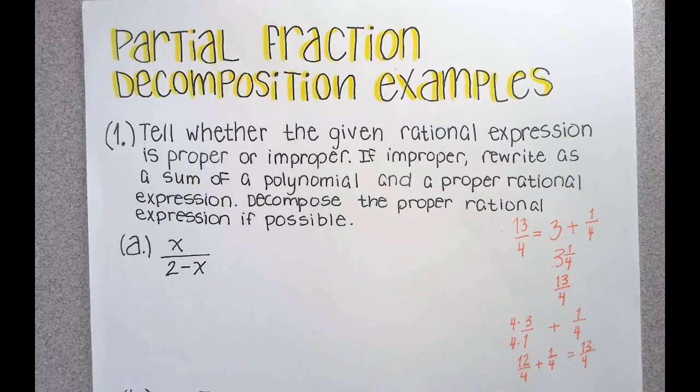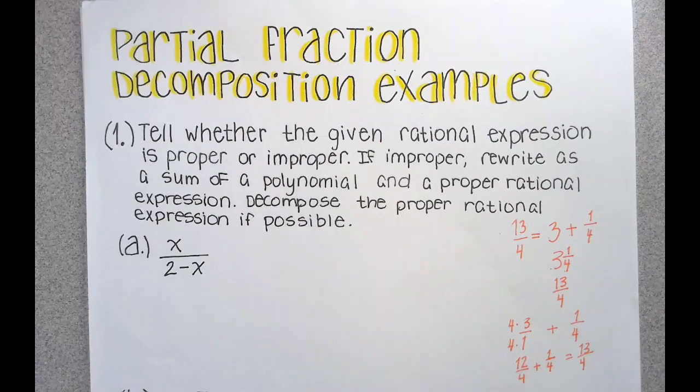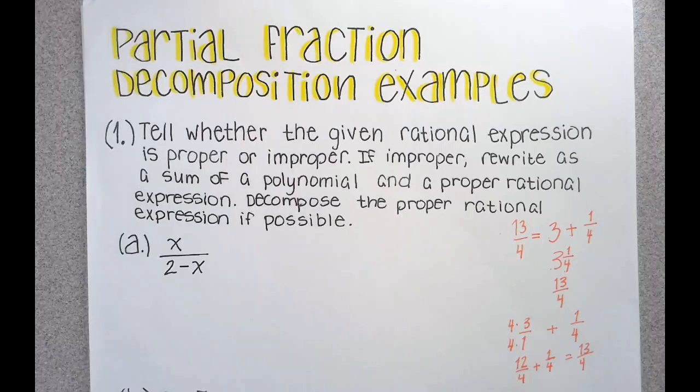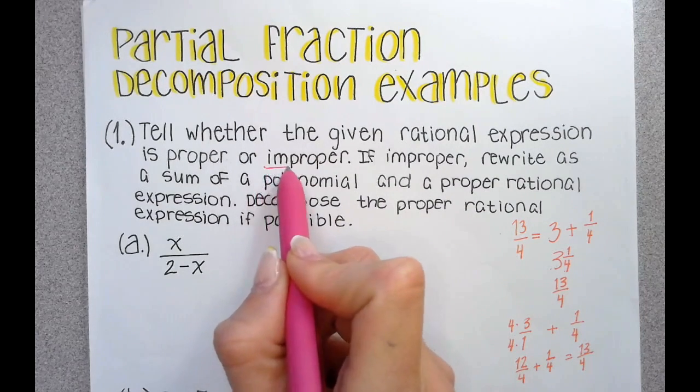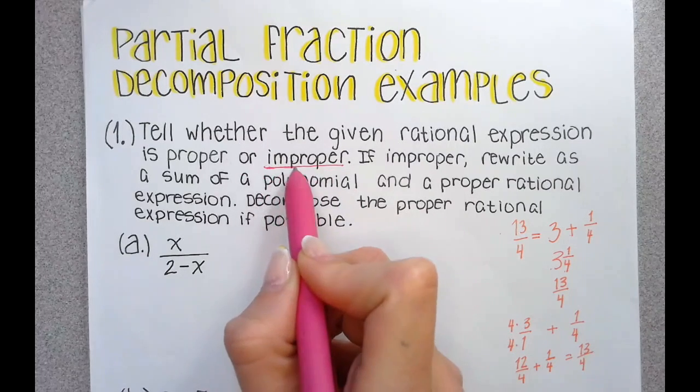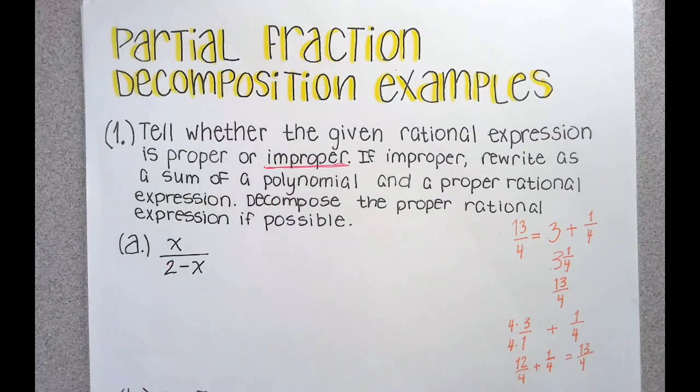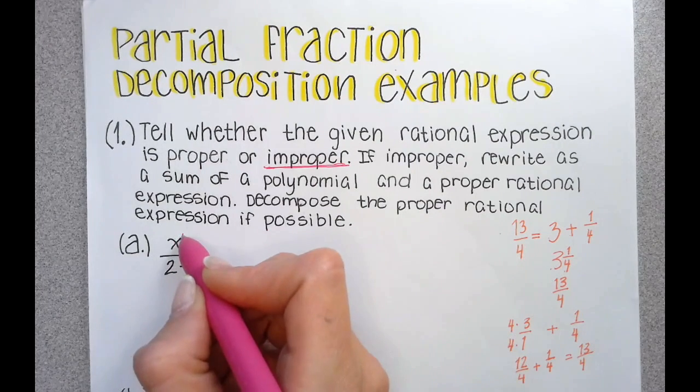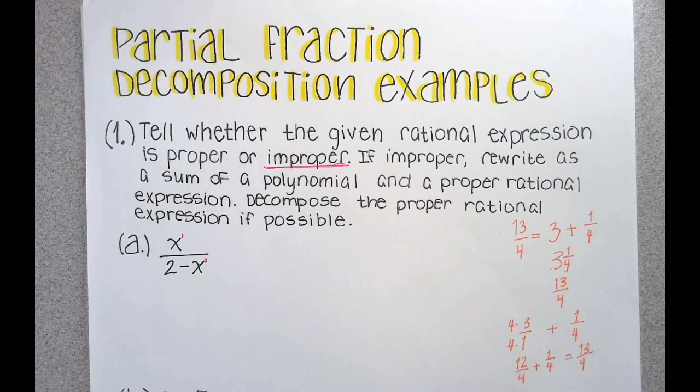Decompose the improper rational expression if possible. Looking at this, it should be pretty obvious that this example is going to be an improper fraction. Of course, you'll be expected to decide if it's proper or improper on something where the degrees are equal, because that really distinguishes who knows the difference between each description.